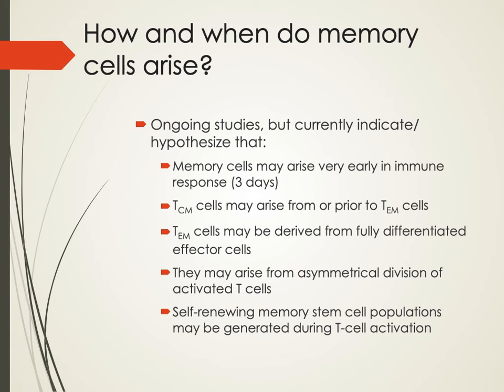Usually your central memory cells are going to arise prior to your effector memory, but that's not where your effector memory are coming from. Effector memory can actually be derived from differentiated effector cells. And just keep in mind that it's not one here, one there; there's really an asymmetric division of activated T cells. And lastly, self-renewal memory cell populations may be generated during T cell activation so that we would have that population present.